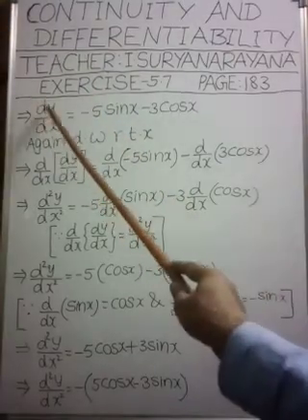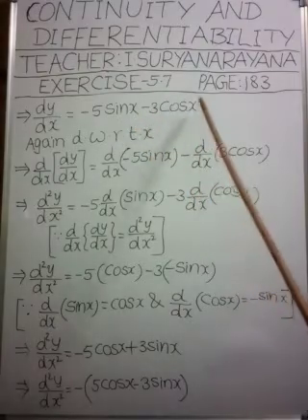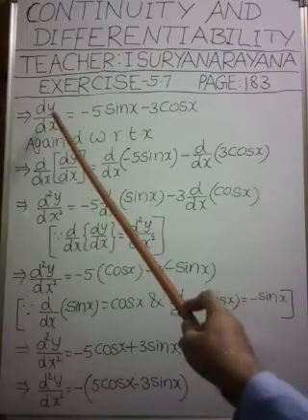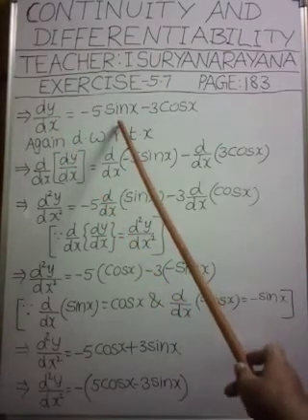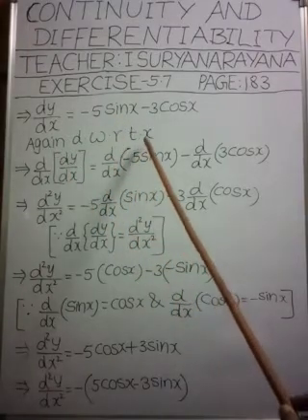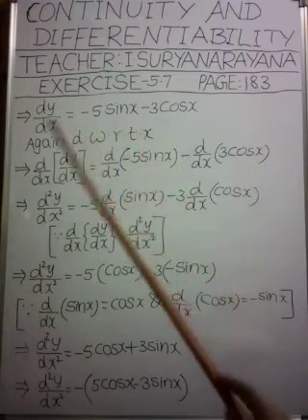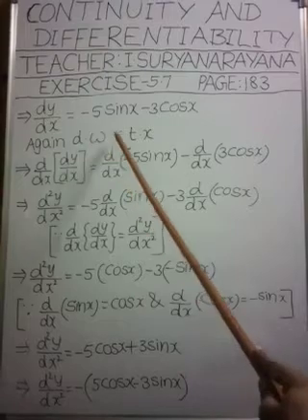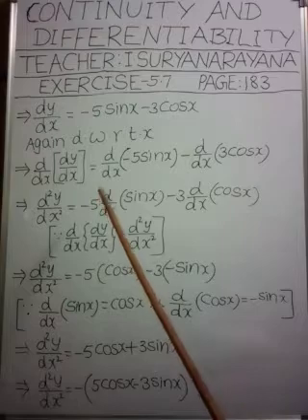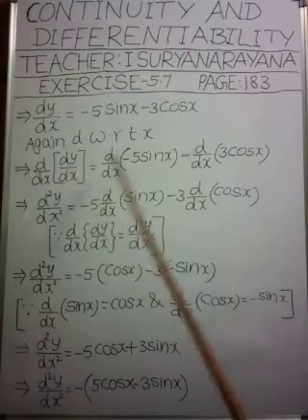This implies dy by dx is equal to minus 5 sin x minus 3 cos x. We have found the dy by dx value. Again we differentiate with respect to x, because we have to find d square y by dx square. That is why we are differentiating with respect to x again. Then what is the differential operator? Yes, d by dx. So I wrote the differential operator d by dx on both sides.